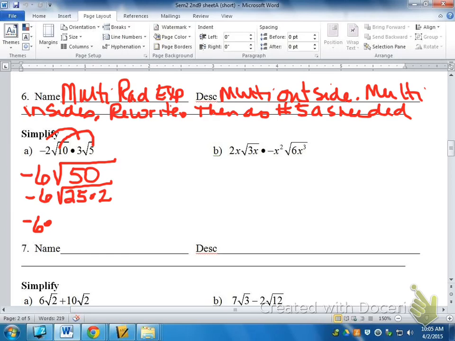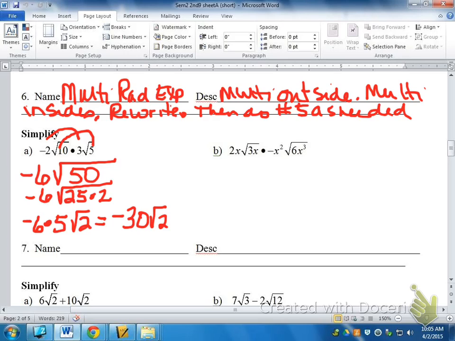So I've got negative 6 that I've got out here and I'm multiplying. What would I bring square root of 25 out as? 5. And the 2 would stay inside. I'm still not done. Because when you bring that 5 out, it's got to be multiplied with whatever's out there. There's a negative 6 out there. So it would be negative 30 radical 2.